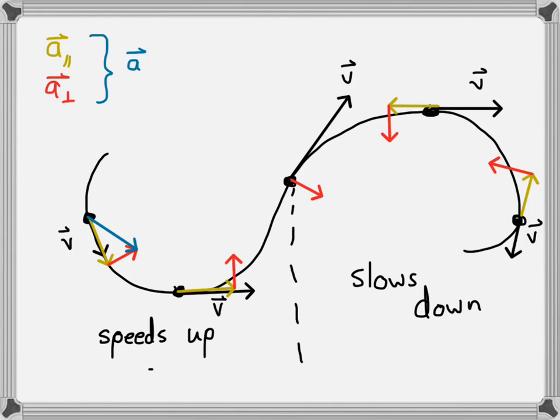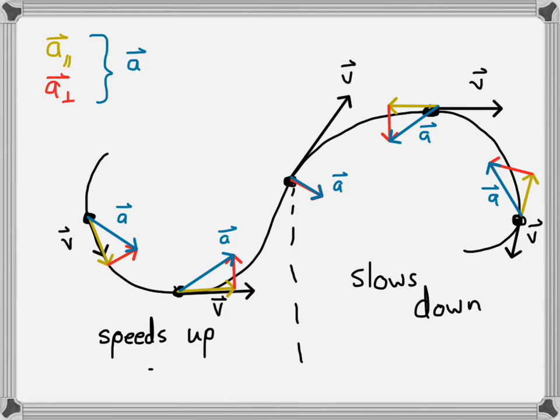So let's draw the resultant vector. I go from the start to the end, from the start to the end. That one's just one vector, so the total acceleration is the same vector. Start to end, start to end. And those blue vectors are my acceleration vectors.